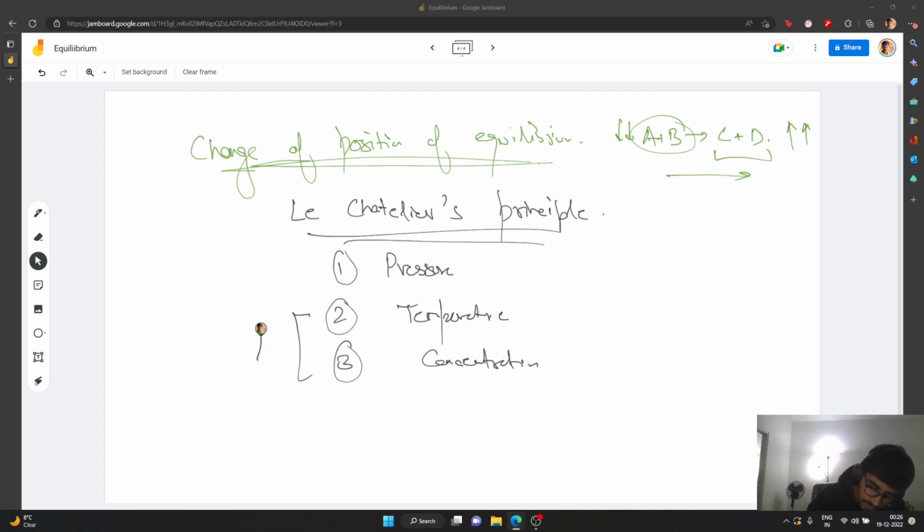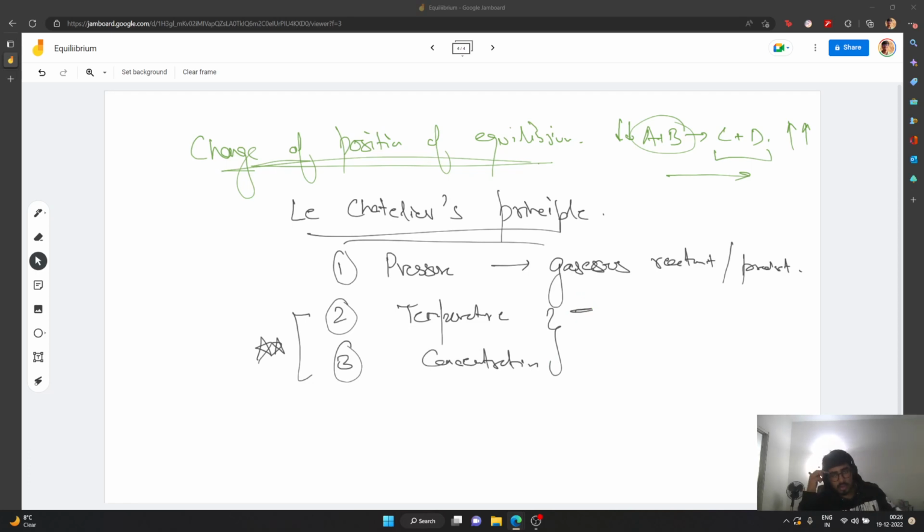These two are important. So this one is only valid when there is a gaseous reactant or product. So that will be the special case. This one is valid for, we'll see. We'll go into detail, but the last two are important. So he said about these three things: if you try to change the pressure for gaseous reactant or product, if you try to change the temperature, and if you try to change the concentration of the reactants, then the equilibrium position will shift either to the left or to the right. So this is the basic idea.